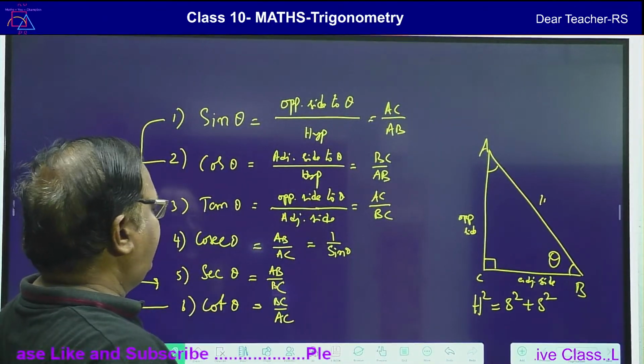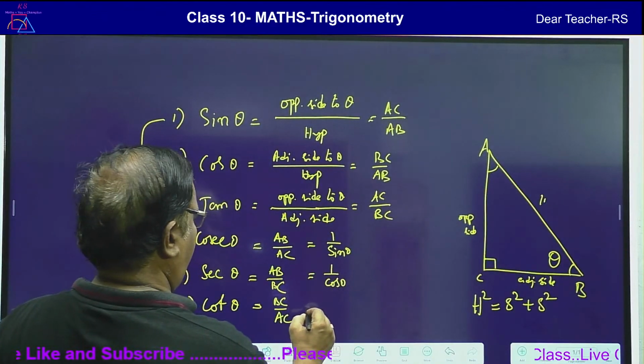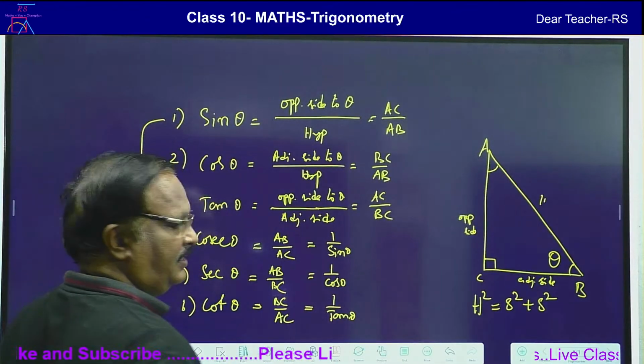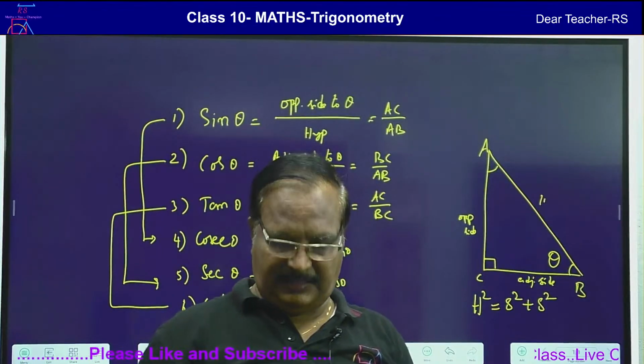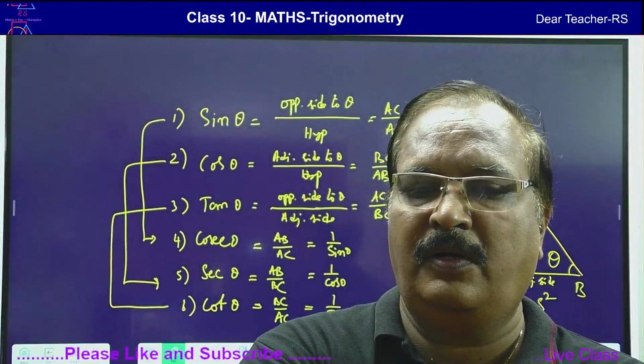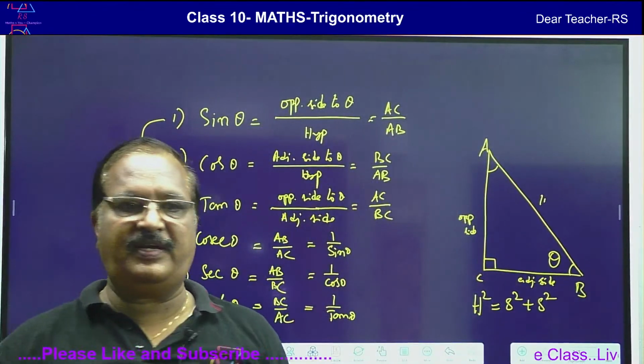Secant we can also write as 1 by cos theta. Cot theta we can write as 1 by tan theta. Reciprocals we can write like this. So these are the 6 ratios we are having.